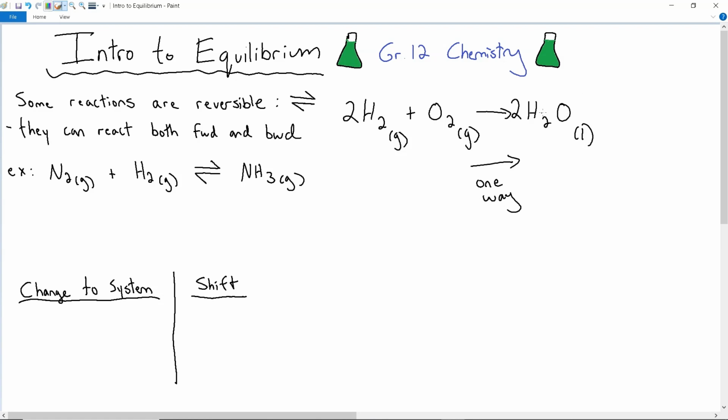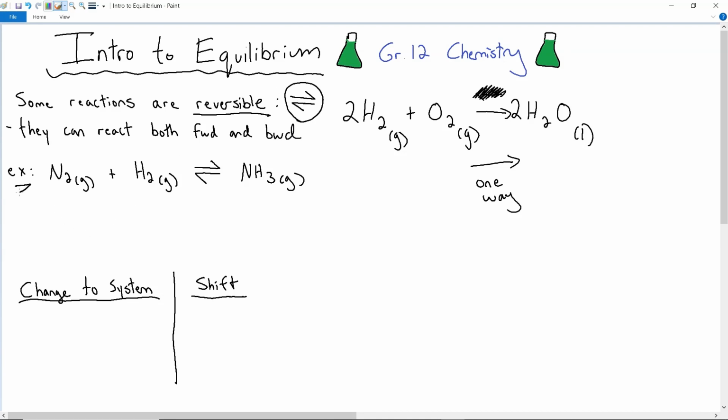And we're not going to see a situation where water is going to spontaneously break down and give us hydrogen and oxygen. So this is a one-way reaction. However, some reactions are reversible, and that is denoted with this strange-looking arrow. It's an arrow pointing forwards and backwards.